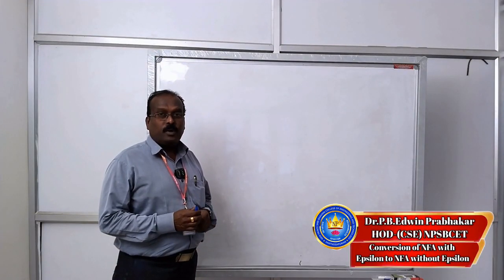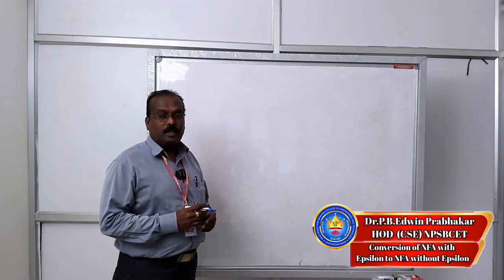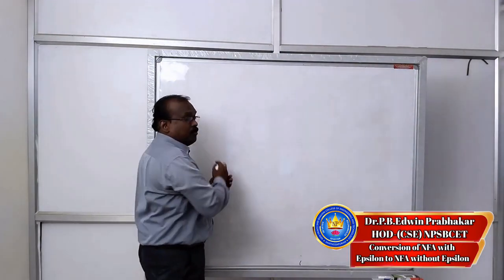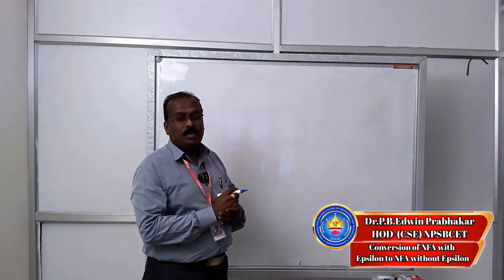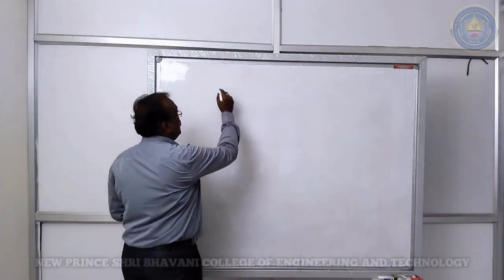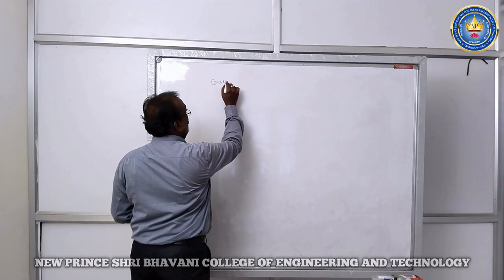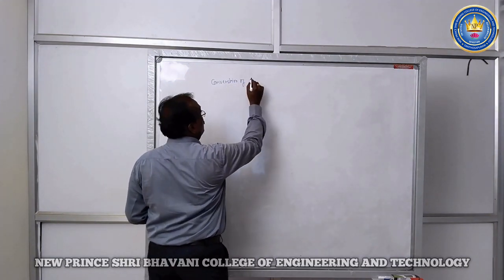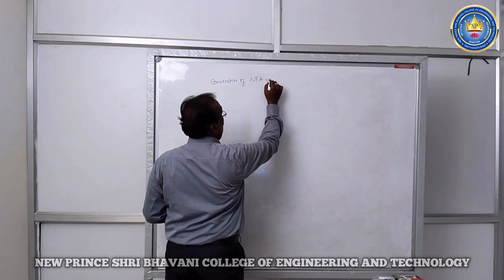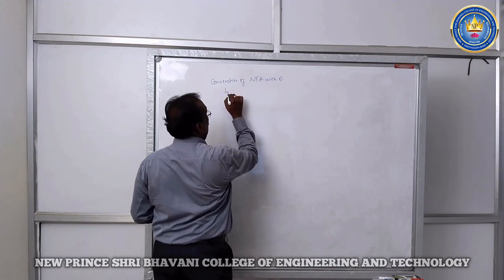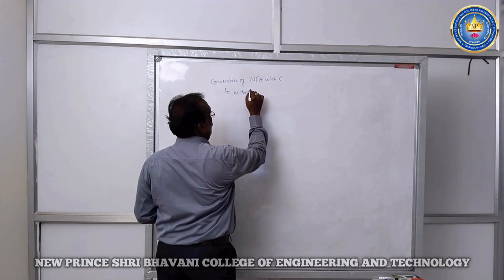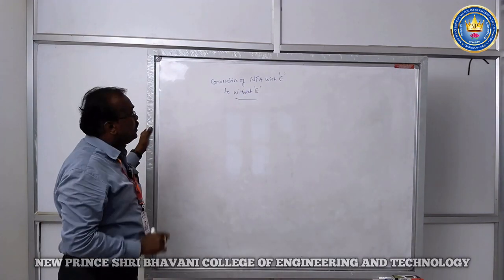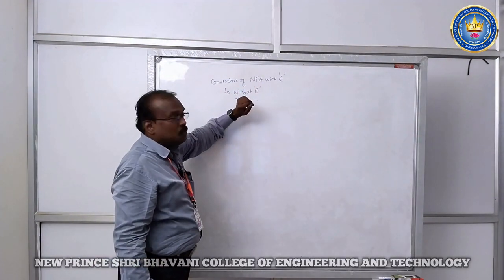In today's session, we are going to see one more topic on automata theory. That is NFA with epsilon, conversion of NFA with epsilon to without epsilon. So today we are going to see about this topic only, conversion of NFA with epsilon to without epsilon.